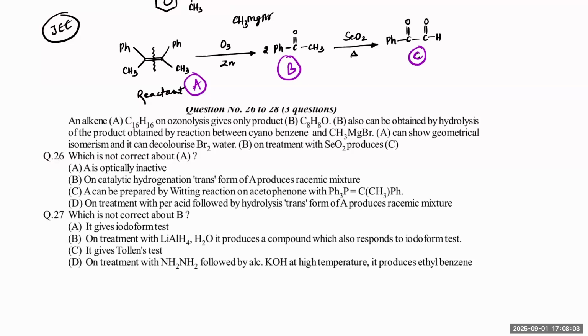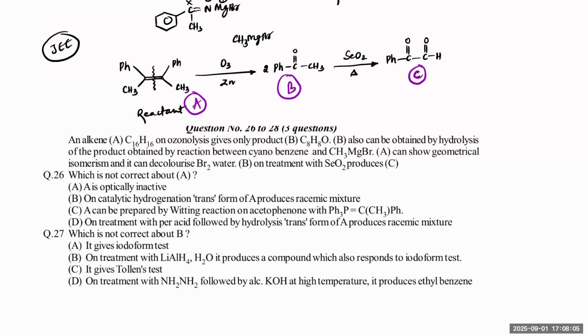Now check out what are all the correct options for A, B, C. Which is not correct about A? A is optically inactive. That is correct. On catalytic hydrogenation, trans form of A produces racemic mixture. Catalytic hydrogenation of trans A.